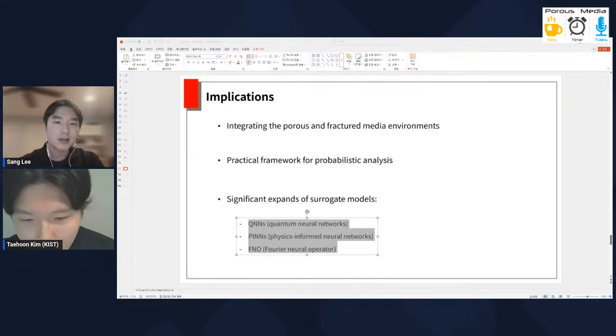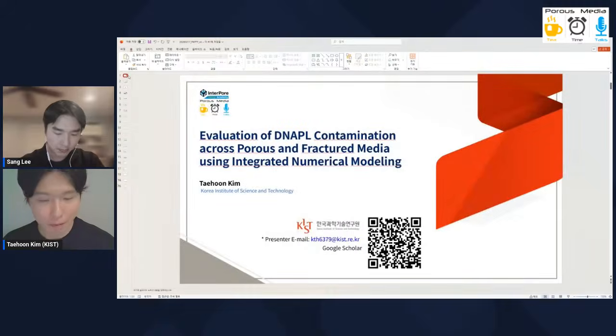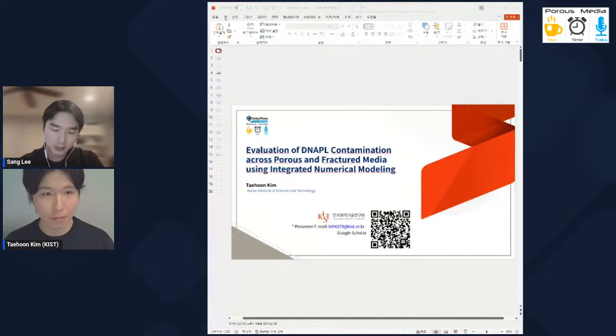Taehoon is a postdoctoral researcher at the Center for Water Cycle Research of Korea Institute of Science and Technology, or in short, KIST, in South Korea. His research focuses on hydrogeological fluid dynamics and numerical modeling, specifically addressing the behavior of environmentally hazardous materials. A key strength of his work lies in developing a site-tailored evaluation framework by integrating data-driven analysis with numerical simulations. Taehoon's goal is to extend this framework to address a broader range of emerging contaminants. Today, he will be talking about evaluation of DNAPL contamination across porous media and fractured media using integrated numerical modeling. Taehoon, floor is yours.